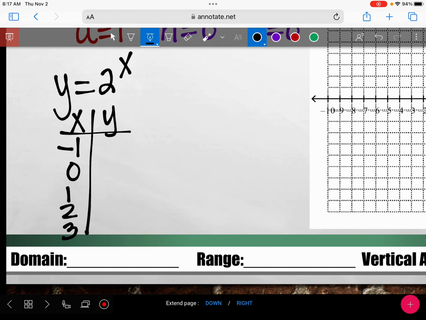Okay, so 2 to the negative 1 is 0.5. Anything to the power of 0 is 1. 2 to the first is 2. 2 times 2 is 4. 2 times 2 times 2 is 8.